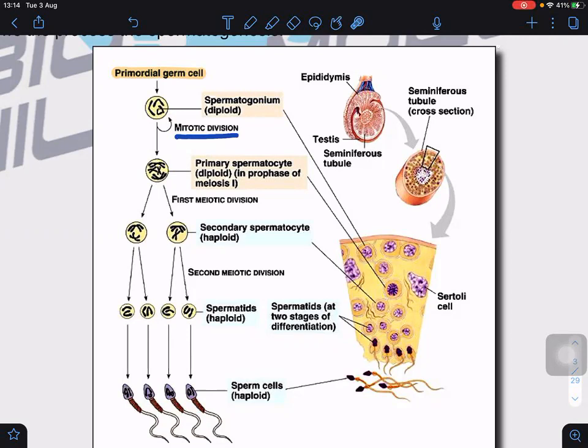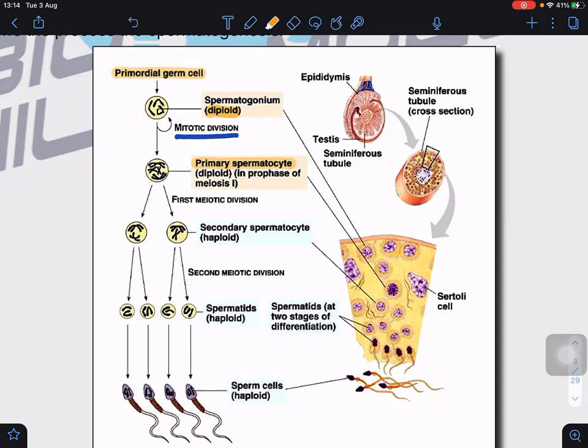Okay, they make many spermatogonia, and these spermatogonia are still attached to the membrane. Are you clear? At this moment, they are diploid, 2n equal to 46. But once these spermatogonia detach from the basement membrane, they develop into what we call a primary spermatocyte and start the process of meiosis.